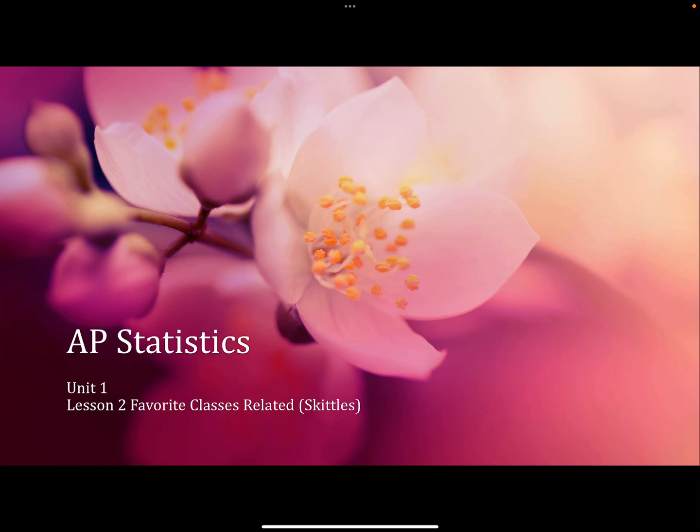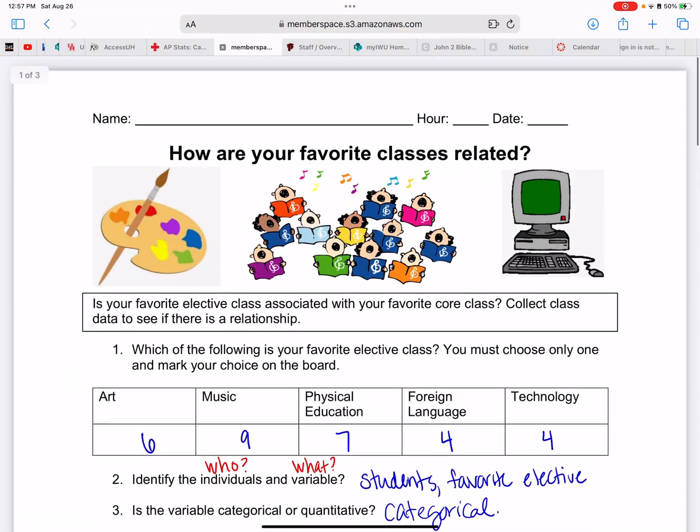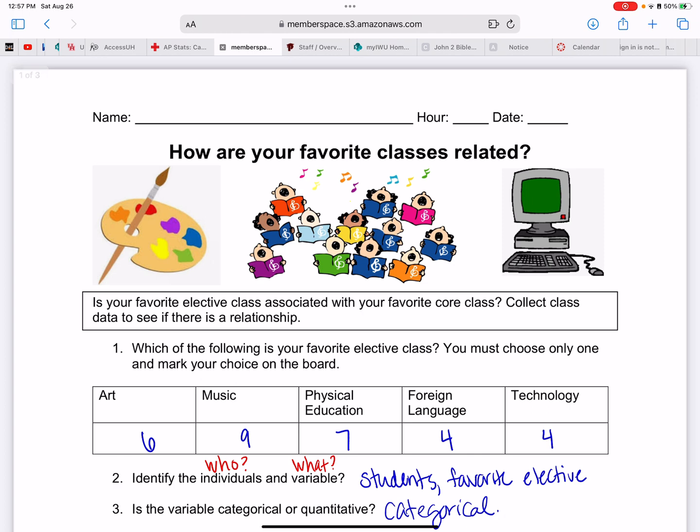Statistics, Unit 1, Lesson 2, Favorite Classes Related. Now, what I thought would be more fun instead of doing the favorite classes related are your favorite Skittles related. So I'm showing the answer key from the favorite classes related as far as the favorite elective classes versus core classes, but on your worksheet in class, it's favorite Skittles. Same idea, same concept. All right, let's go ahead and look at what this is.